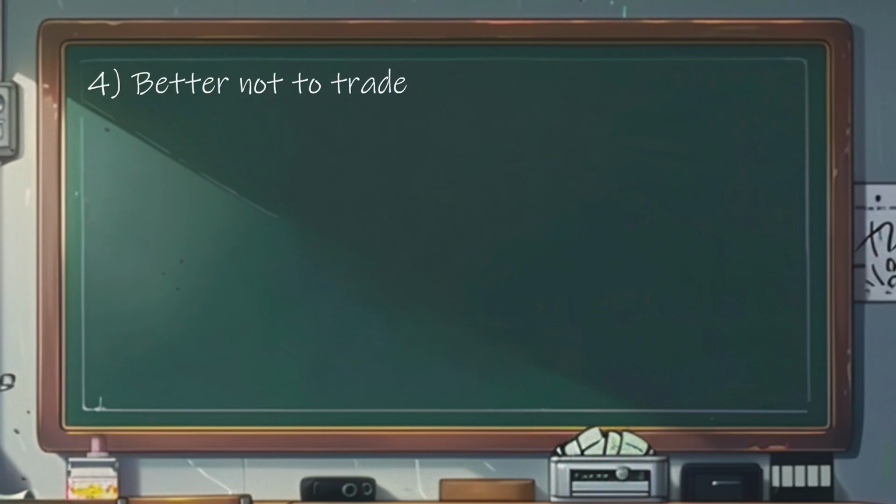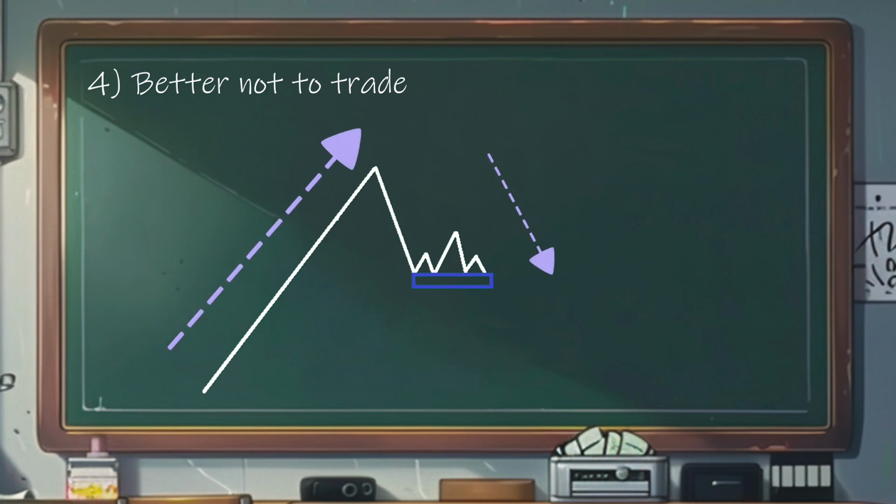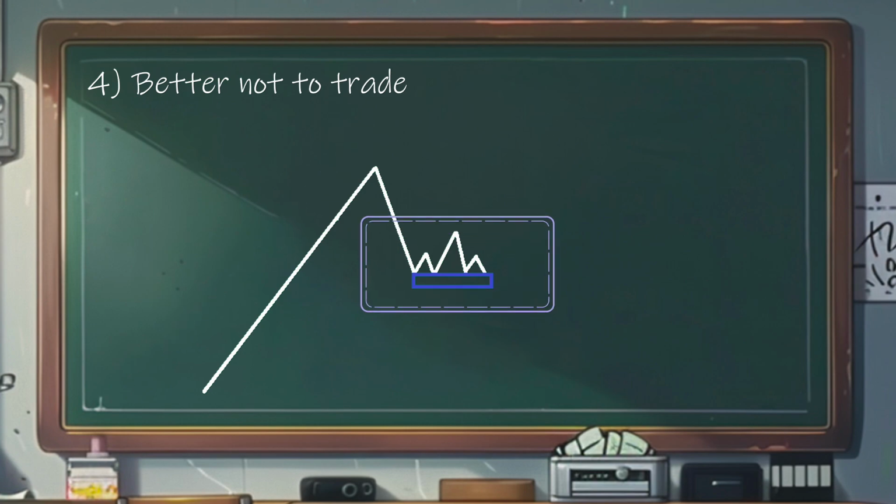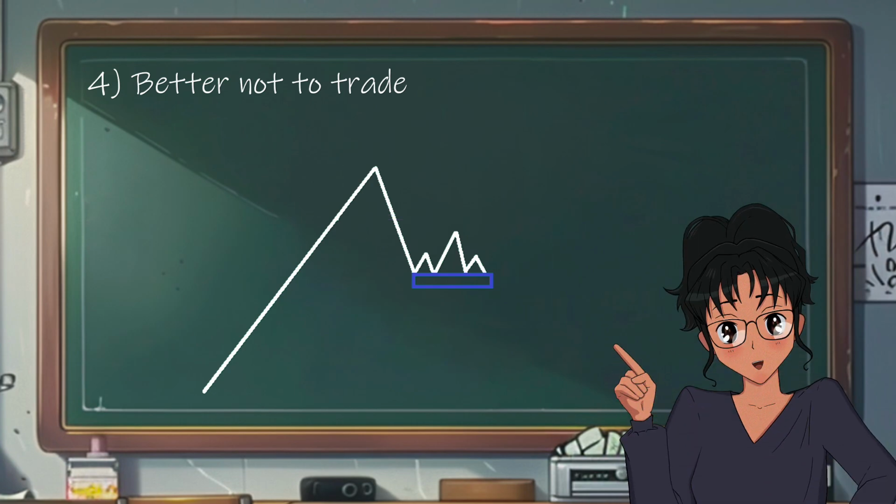Scenario 4. Again, the global trend is up, but the local trend is down. The price hits a support level. In this case, I recommend skipping the trade, because there's not enough confirmation besides the global trend.